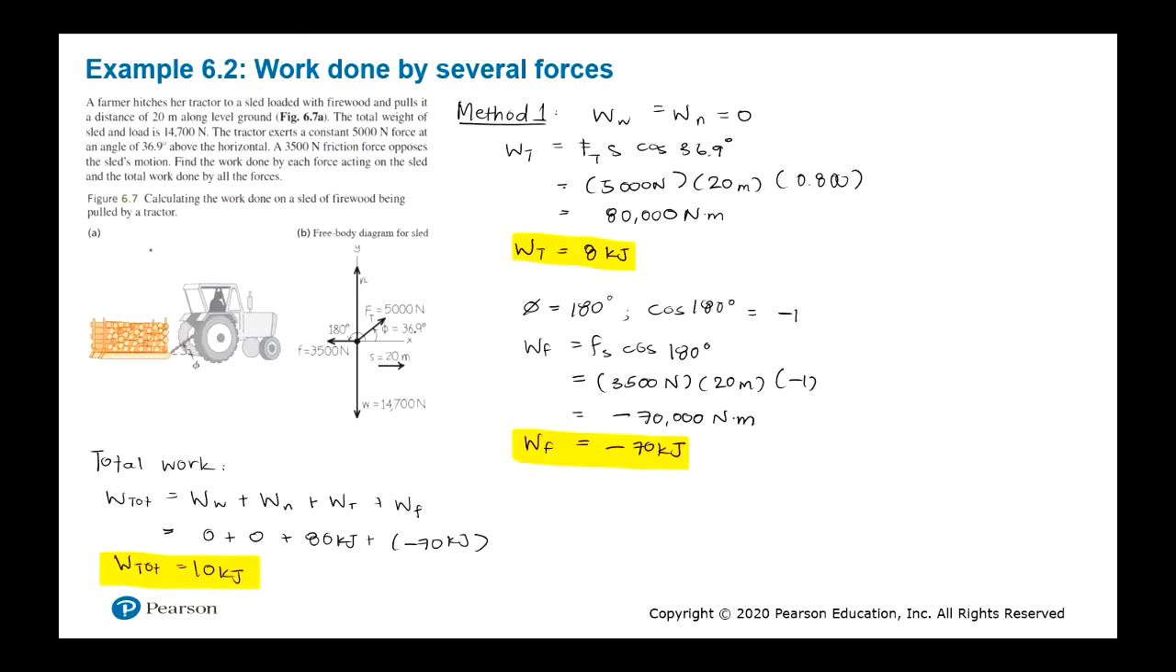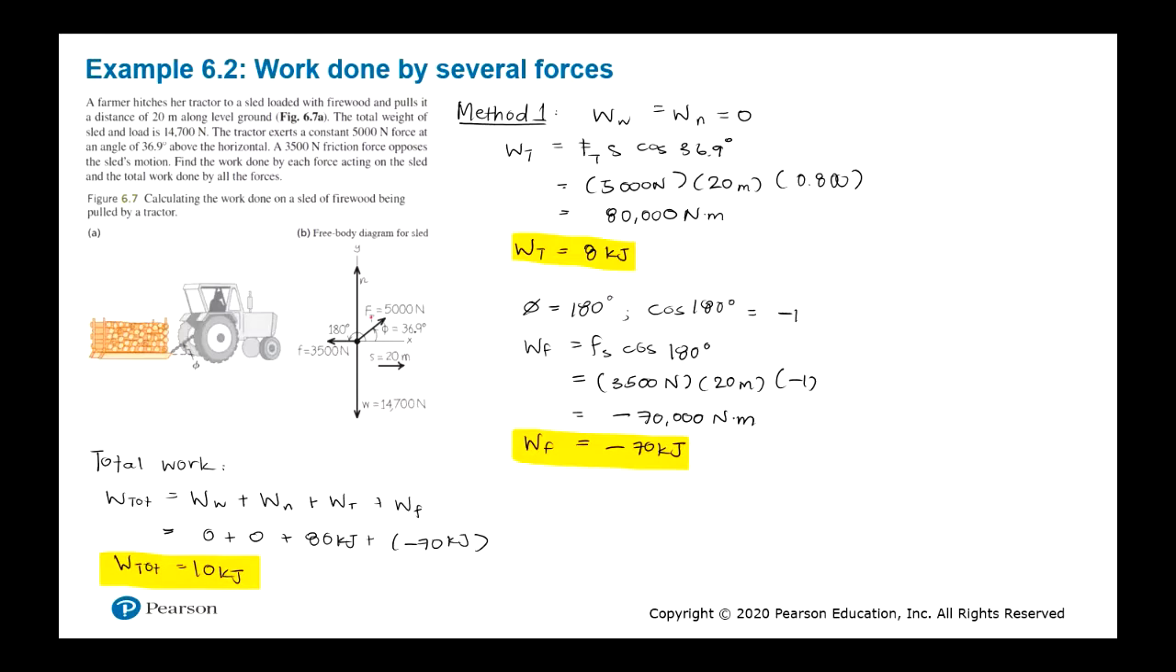So remember, we have to visualize what it looks like, and then we have to draw a free body diagram in order for us to understand the situation better. So this is all the forces acting on the sled. Okay, so method one shows how you can get the work by getting the individual components' work first and then adding them later. So as you can see, all of the work along the vertical part is equal to zero. And this is because the direction of motion of this sled is all along the x axis.